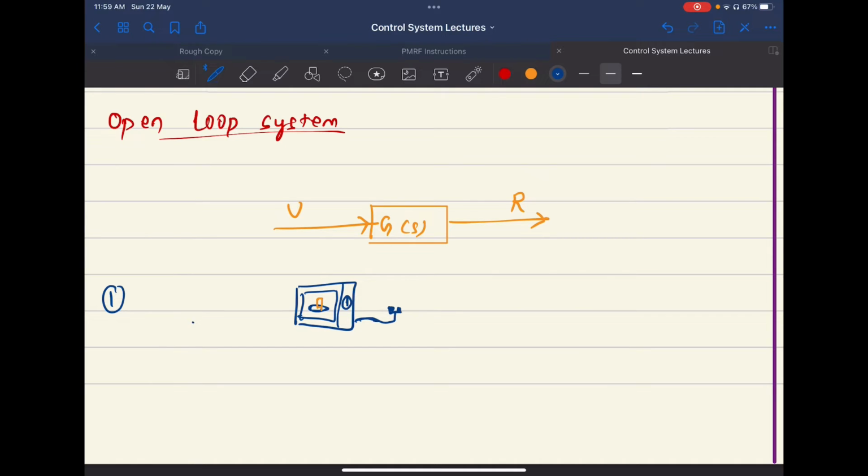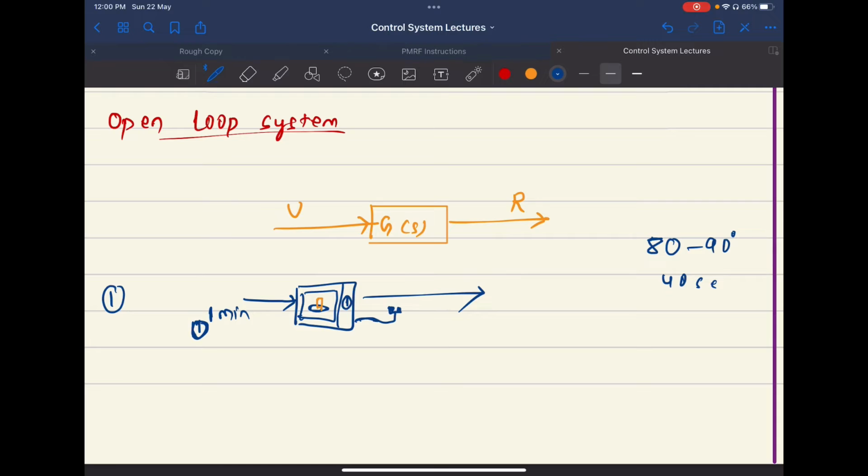Set the knob for 1 minute, and you get the output. Then what happens? Even if, for boiling the water, the temperature reached around 80 or 90 degrees Celsius at 40 seconds, it won't stop. It will continue because my knob says you need to run for 1 minute. There is no channeling of the temperature to the control input, the knob.